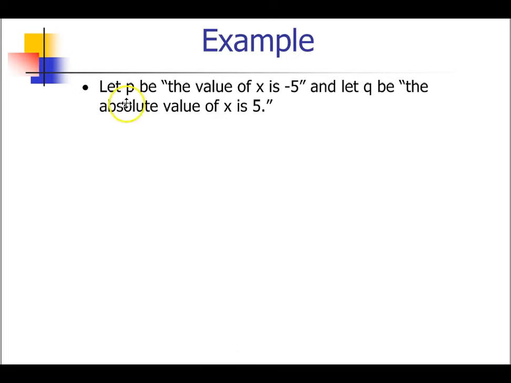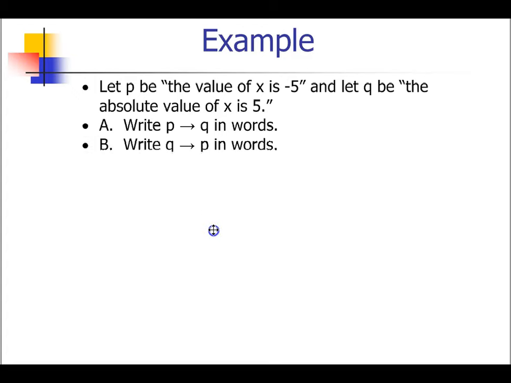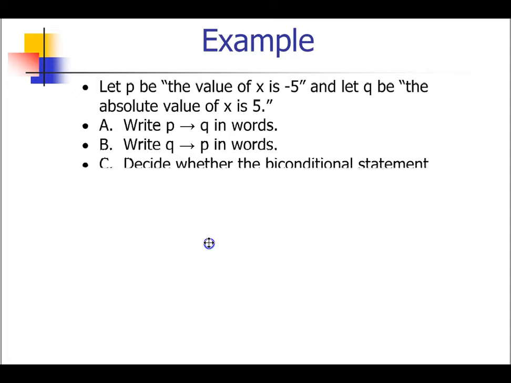Okay, let's examine this. I want to let the hypothesis be the value of x is -5. And I want to let the conclusion be the absolute value of x is 5. Now with that, can you write the conditional statement? Can you then write this, if Q then P? This is the converse, right? The converse. Is this a biconditional statement?